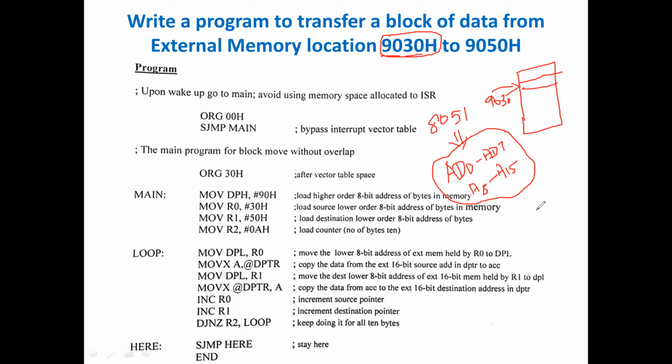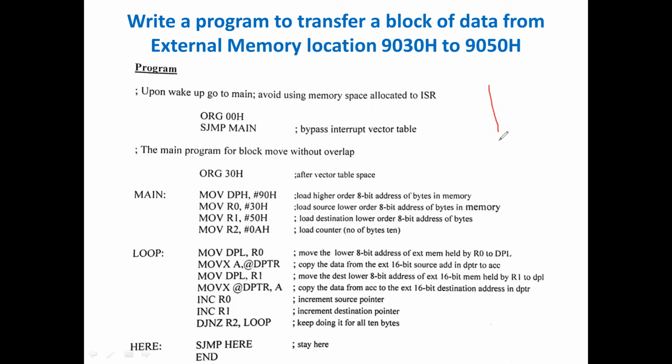Then, coming to an important point: what is the size of memory you can interface with the 8051? The maximum size is 2 to the power of 16, where 16 is your address lines. So you can have 64 kilo, almost 65, so 64 kilo addresses or locations.